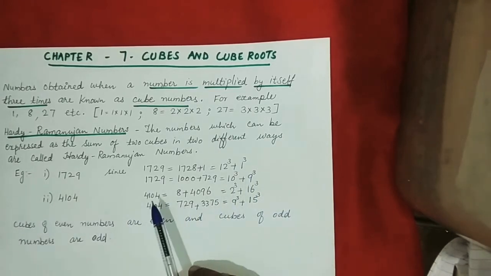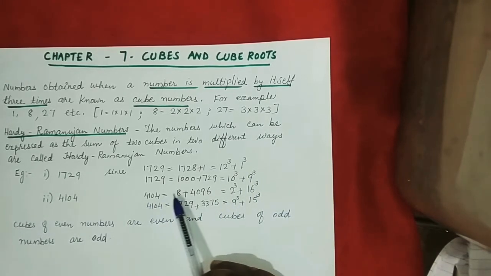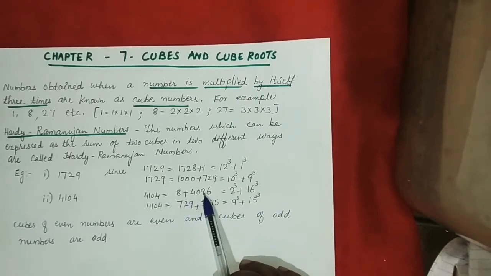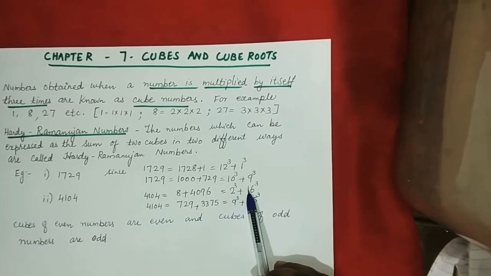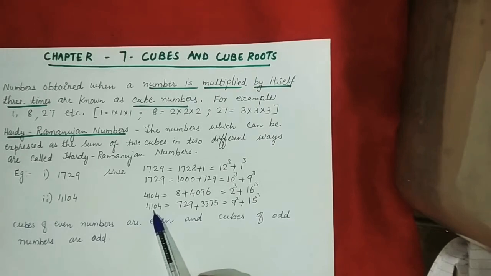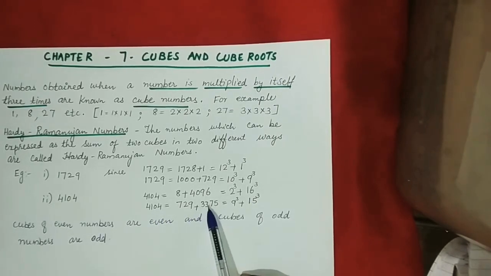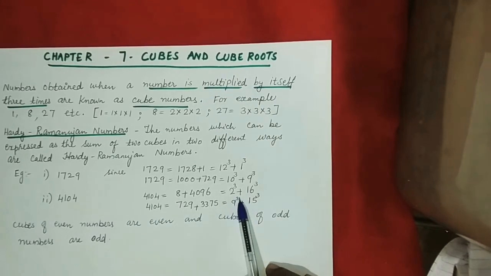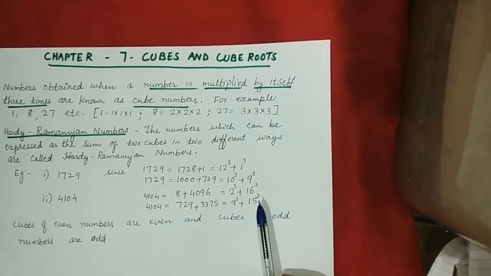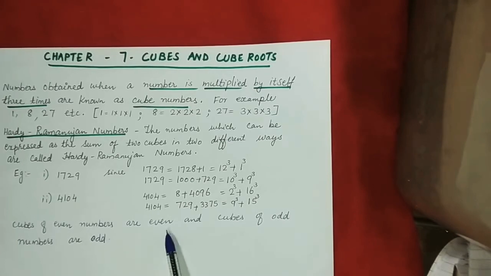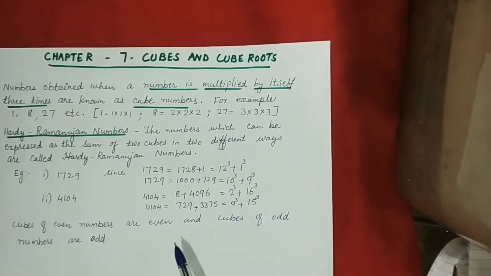Same way 4104 we can express as 8 plus 4096, which means 2 cube plus 16 cube. Again 4104 we can express as 729 plus 3375, which is 9 cube plus 15 cube. Cubes of even numbers are even and cubes of odd numbers are odd.